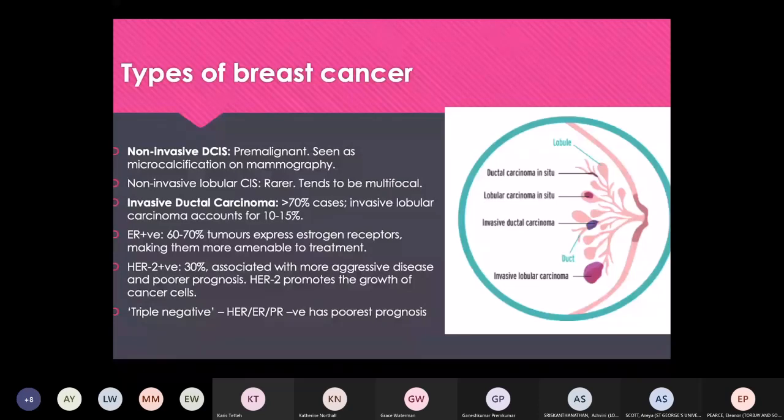This is associated with more aggressive disease and therefore poorer prognosis, because the presence of HER2 promotes the growth of cancer cells. And then the worst type of breast cancer to have is what we call triple negative. So if they haven't got HER receptors, estrogen receptors, or progesterone receptors, and I know that sounds a little bit odd because we've just said that having them is better prognosis, but actually, if you've got all 3 of them negative, this has got the poorest prognosis because there's very little for chemotherapy drugs to specifically target. The chemotherapy drugs often work in tandem with those receptors.